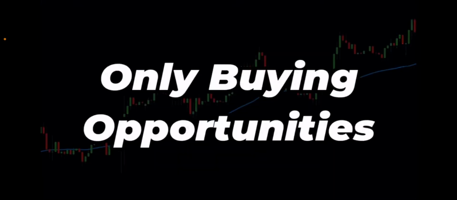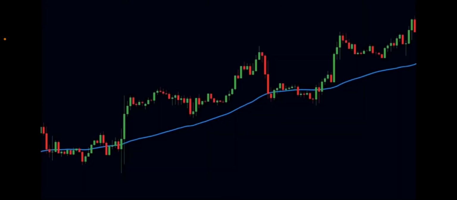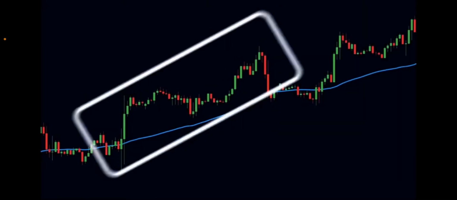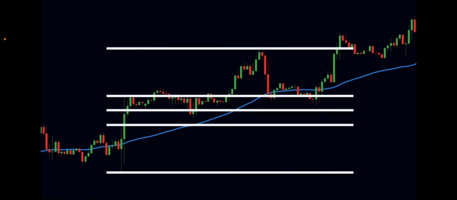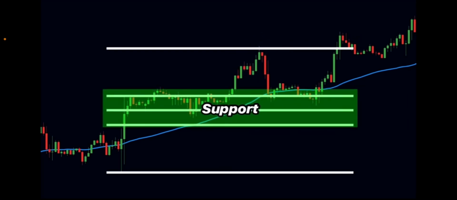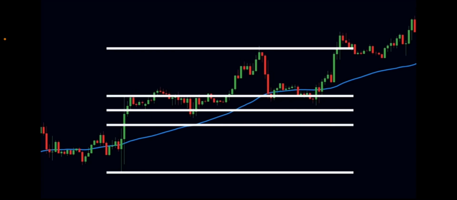so we will only look for buying opportunities. Now, we see this up move, and we mark the swing low and swing high of this move. Then we stretch our Fibonacci retracement tool from the swing low to the swing high. Now, when the price makes a pullback, we expect the price to find support at these three retracement levels. At this point, we do not know exactly which level will provide support to the price, but we know that the price will reverse from one of these levels.